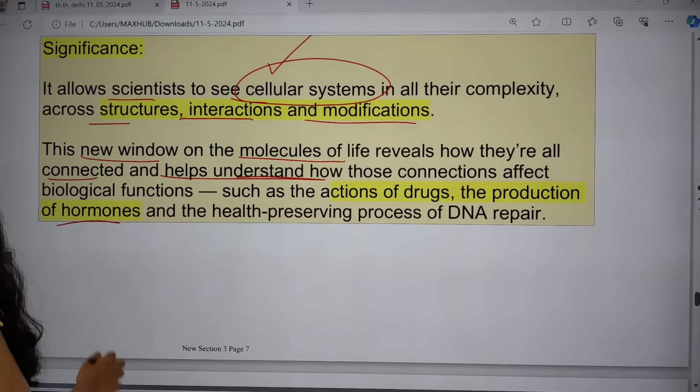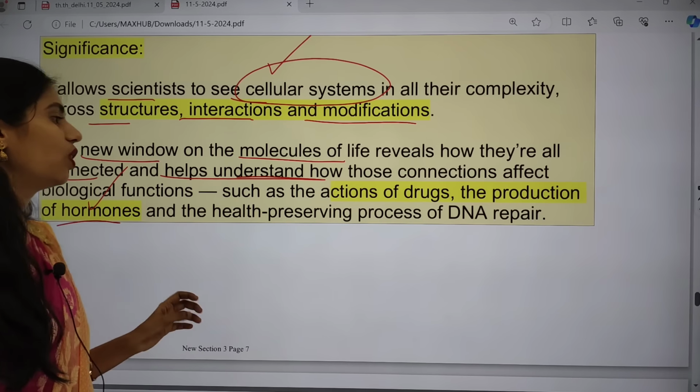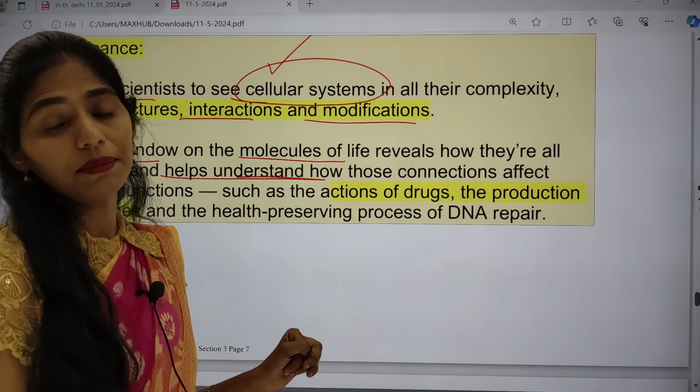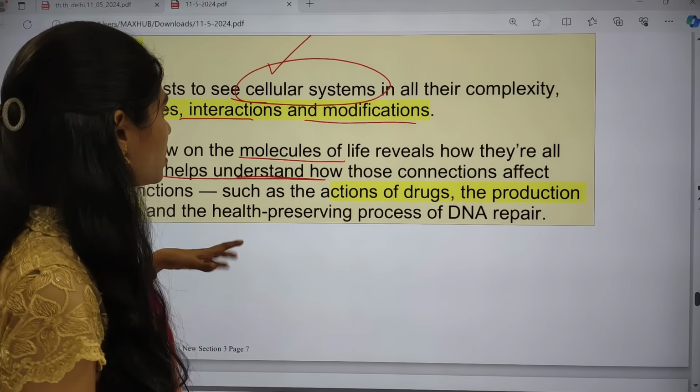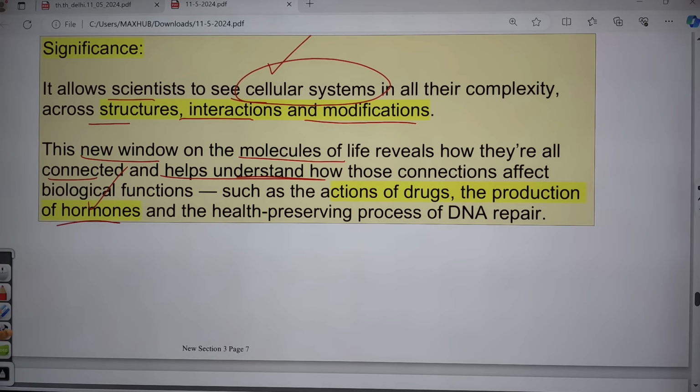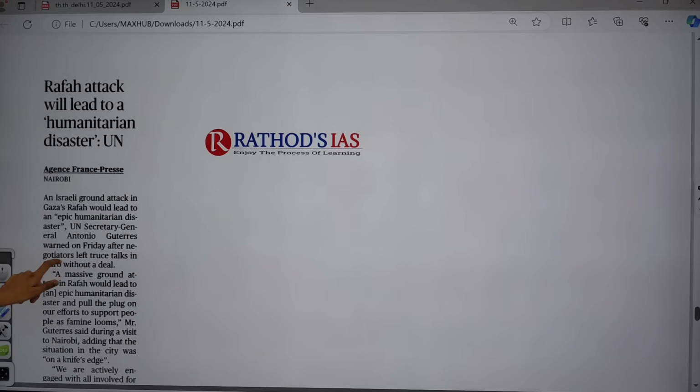So this can also be monitored, how the production of hormones is going on, and how we can interfere so that we can make DNA repair happen in the damaged cells. These are some important significance or applications of AlphaFold 3. Clear? Now let us see the next article.